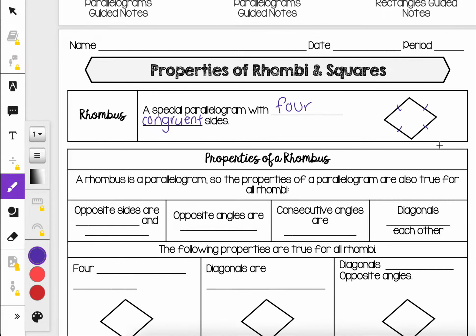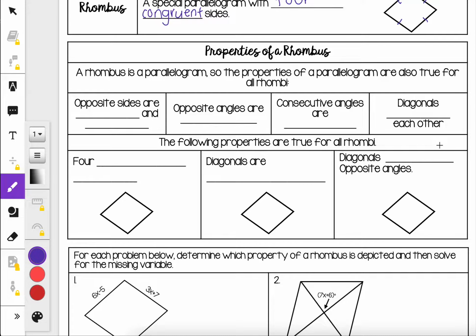All right, now because a rhombus is a parallelogram, it's going to have all those same properties of a parallelogram. So we know the opposite sides are parallel and congruent. Specifically with a rhombus, all 4 sides are congruent, like we said. Opposite angles are congruent. Consecutive angles are supplementary. And the diagonals bisect each other, okay?